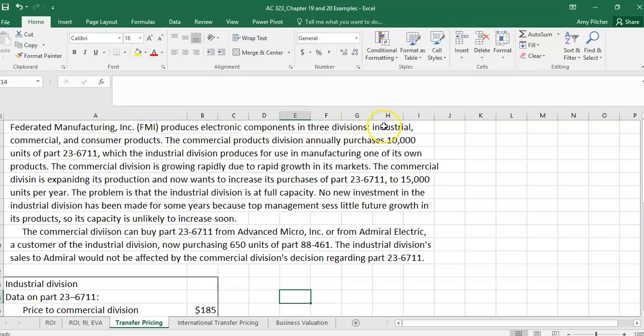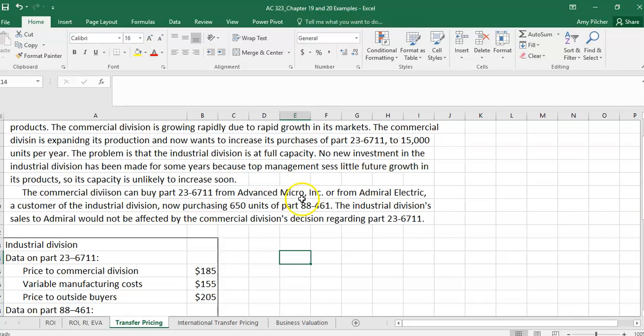So we have a company that has three divisions: industrial, commercial, and consumer products. So we're looking at the commercial. The commercial division purchases 10,000 units from the industrial division. We're growing and we need 15,000 units instead of 10,000 units. The problem is that the industrial division is at full capacity and they don't plan on growing. So we can buy the parts from an outside company.